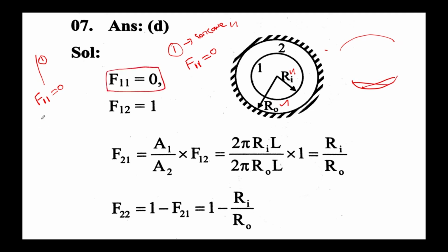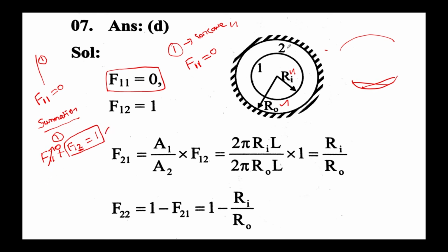Now let us apply the summation rule. The summation rule has to be applied for one surface. If I apply the summation rule for the first surface, the fraction of heat leaving from the first surface can either fall on the same surface or on the other surface, and the sum of the probabilities is equal to 1. But we already found that since it is concave, this value is 0. So I can say that all the heat leaving from the first surface has to fall on the second surface, and its value is 1, right? But we need to find F22, right?